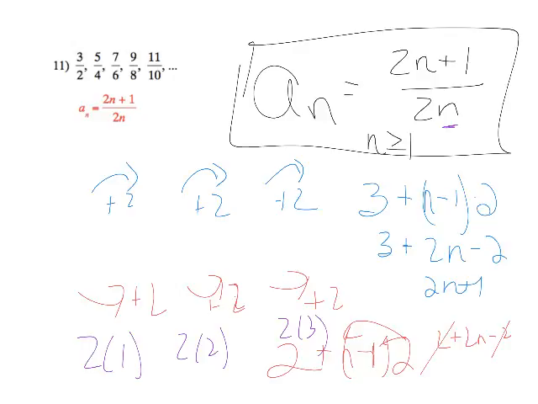And you can always just do a couple of them in your head and plug them back in. Like if I wanted my first term, I would plug a 1 back in here. So 2 times 1 is 2, plus 1 gives me my 3 at the top. And 2 times 1 gives me my 2 in the denominator.